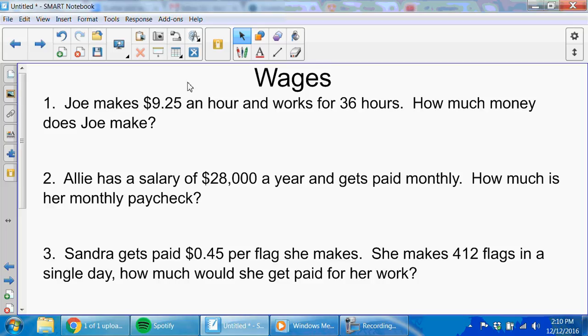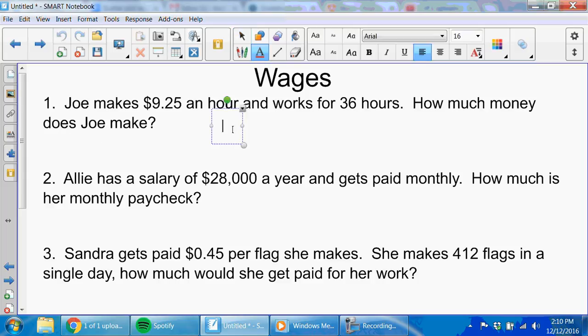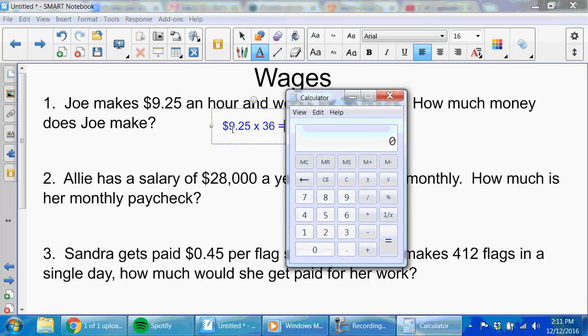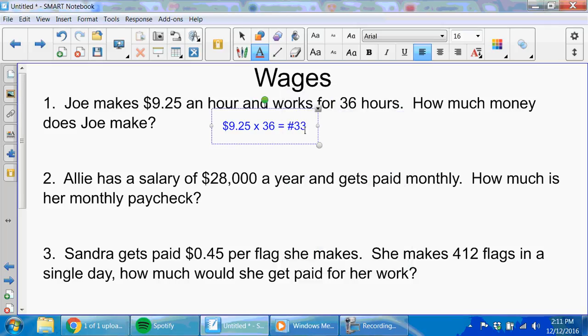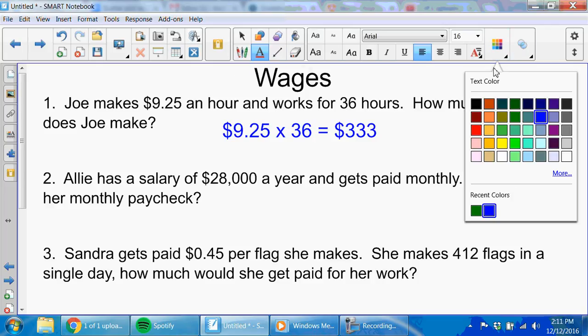Joe makes $9.25 an hour and works for 36 hours. How much money does Joe make? In order to complete this problem, I would do the amount Joe makes per hour, $9.25, and multiply that by the number of hours Joe works. I would type that in my calculator. $9.25 times 36, that gets me $333. That's my answer and how you would do a question about hourly wages.